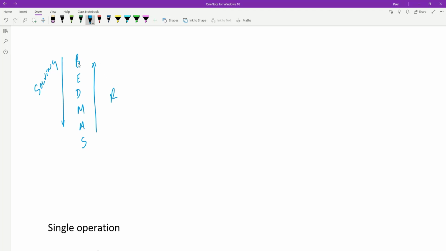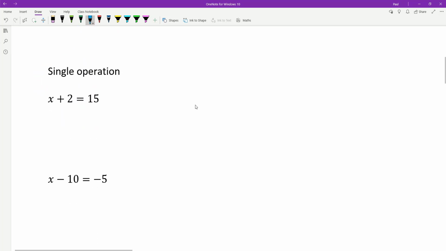So if you forget this, always write it in the side of your paper. It doesn't really matter. It doesn't attract any marks and you can't be penalized for it during a test. So write your BEDMAS: solving, you go down; rearranging, you go up. Alright, let's see how this applies to a question.